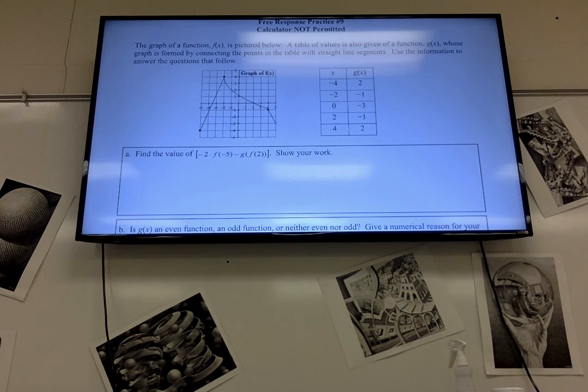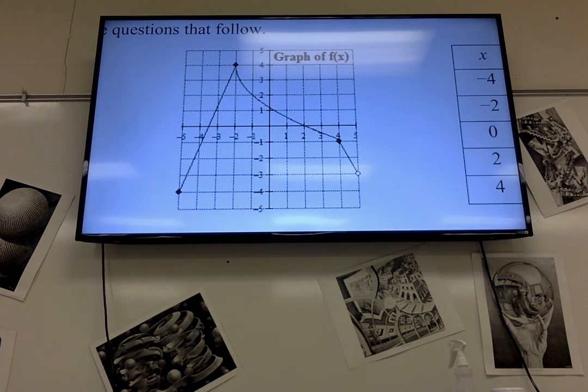Day 14. Okay, yeah. The free response question number 9 is a really good review for your test because it's kind of got lots of old questions in it. Okay, so first we're supposed to find the value of negative 2 times f of negative 5. So if I look at this graph, negative 5 is this point right here. So f of negative 5 is negative 4.